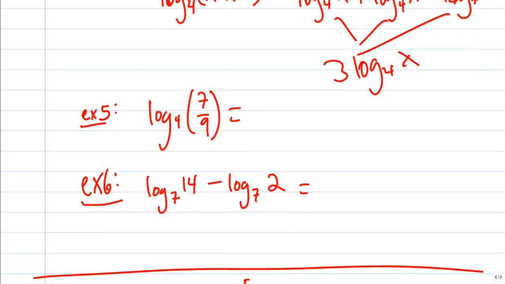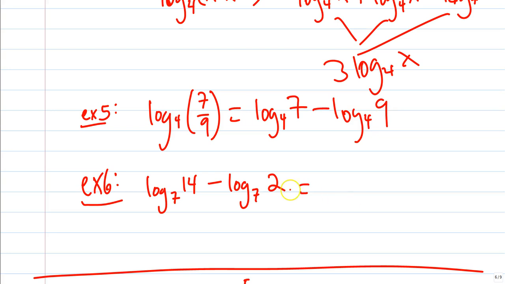Log base 4 of 7/9. So you're like, oh man, a fraction, division. Okay, well let's expand it. We can rewrite this as log base 4 of the top number, division turns into subtraction, log base 4 of 9.